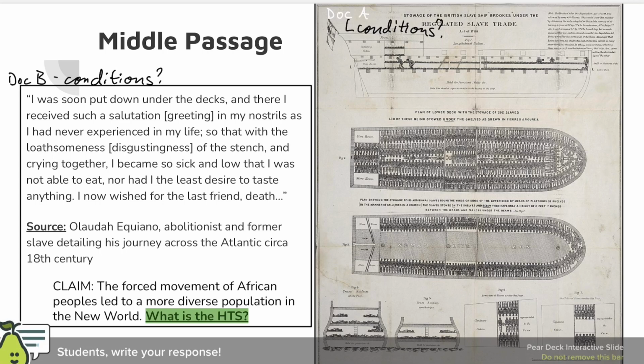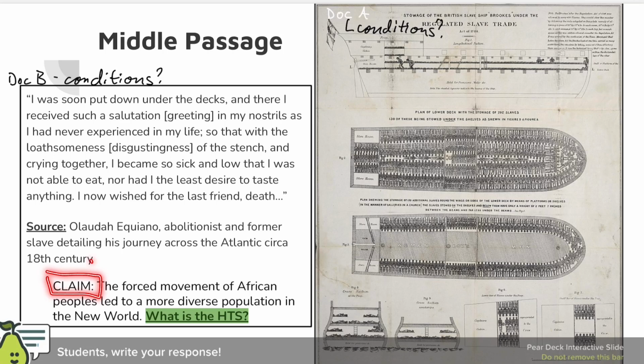As I'd never experienced in my life, so that the loathsomeness, the terribleness of the stench and crying together, I became so sick and low that I was not able to eat, nor had I the least desire to taste anything. I now wished for the last friend, death. Okay, so again, a very negative account of the conditions of the Asiento, much like we see in source A. Okay, so we have 2 sources to support our claim about the diaspora.